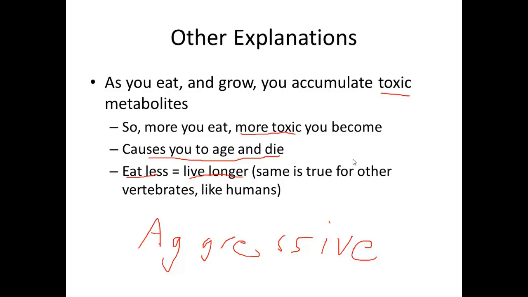Also, if you're more aggressive, you might expose yourself more. And so you might expose yourself to other predators more. So that also might be an explanation for why fast growers are removed disproportionately.